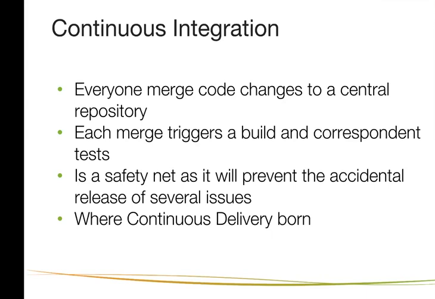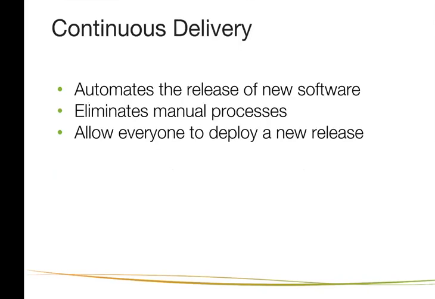So that's why the next point is the safety net, which works as a measure against the accidental deployment of bad code. And it is also where continuous delivery was born. Continuous delivery is basically the automation of the continuous integration, how we automate the release of new software and how we eliminate the manual processes. It is also about allowing everybody to deploy a new release, usually by a manual process like the shuttle.